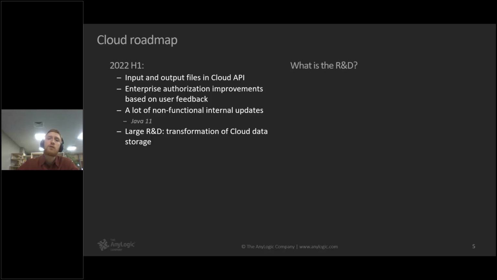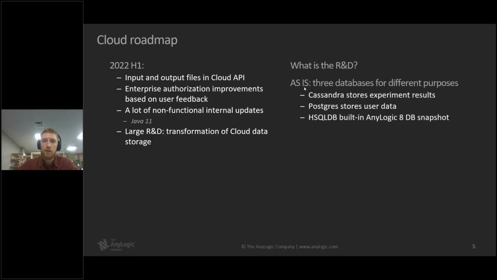So those who read the cloud architecture guide definitely noticed that the cloud consists of 3 databases. The first database is Cassandra. It is used to store experiment results. The second database is Postgres. It stores user data, so it's your login, your encrypted password, your access rights, your models, and so on. And the third database is optional. For instance, you develop a model in AnyLogic 8 and you use the built-in database there.